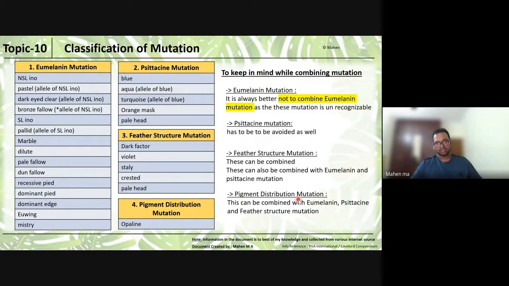And finally, the last mutation which is available, opaline. So opaline also, you can pair it with either eumelanin mutation or citizen mutation or feather mutation, or all three together, or any two together. So opaline works well with all the other mutations that are available. Okay, so this is about the combinations. So hope everyone has got a fair idea on what combinations are good and what combinations should not be done.